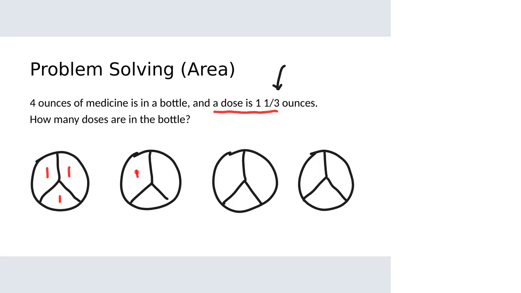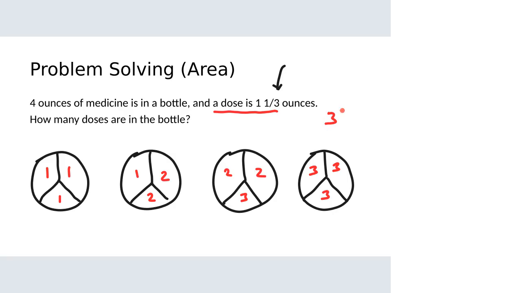Okay, so the next dose is 1 1/3. So my second dose is going to be 1 whole ounce plus another third. And then my third dose is going to be 1 whole ounce plus another third. And that's it. So 4 ounces of medicine is in a bottle. A dose is 1 1/3 ounces. How many doses are there in this bottle? There are 3 doses in the bottle. I didn't have to know how to divide fractions at all. I used the area model to solve this question.